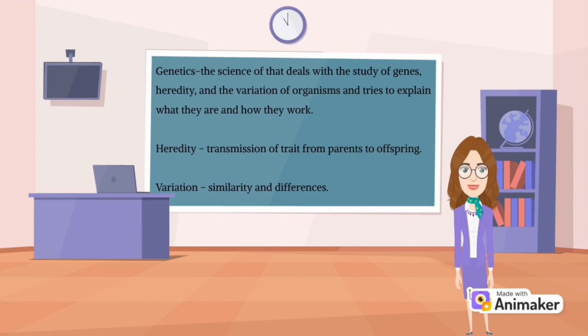One key concept in genetics is heredity, which is the process of passing traits from parents to offspring. For example, you might inherit your father's nose shape or your mother's dimples. Another important concept is variation, which explains the differences and similarities among organisms. This is why siblings can look alike but still have unique features that make them different.